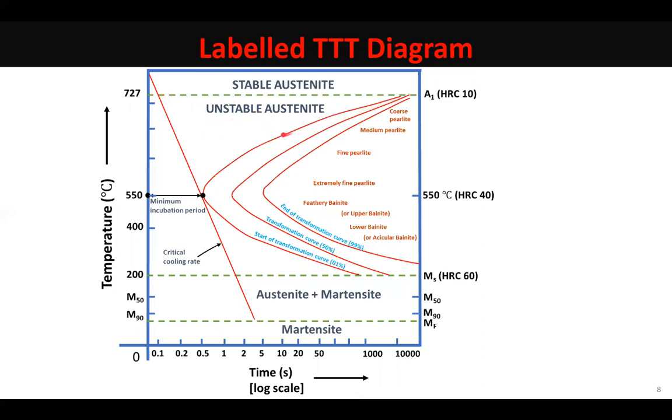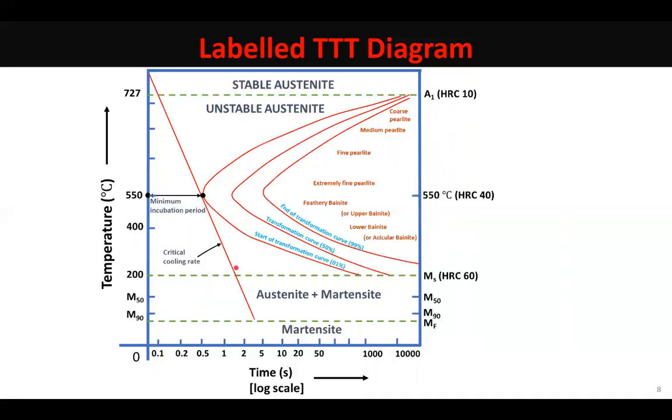Students, this is the start of transformation curve. This is the curve for 50% transformation, and this is the end of transformation curve. And students, this portion of the start of transformation curve where the incubation period is minimum is called the nose or the knee of the transformation curve. And if I draw a tangent, suppose I've started cooling my steel from this place, if I bring a cooling curve which just passes touching the nose as a tangent, then this rate of cooling that I am getting is called critical cooling rate.